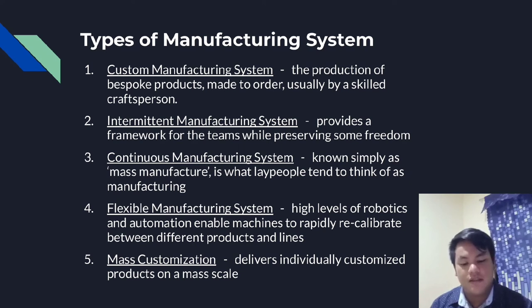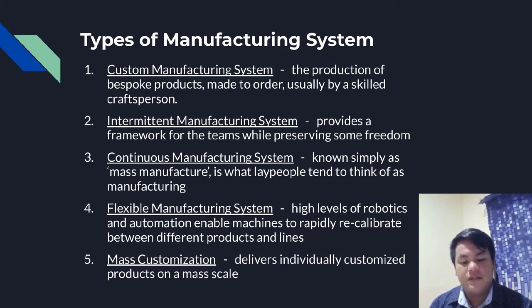Continuous manufacturing system. Otherwise known simply as mass manufacture, continuous manufacturing is what lay people tend to think of as manufacturing. Production lines are set up to produce the same product, often 24 hours a day, constantly, with the expectation that demand will meet supply.